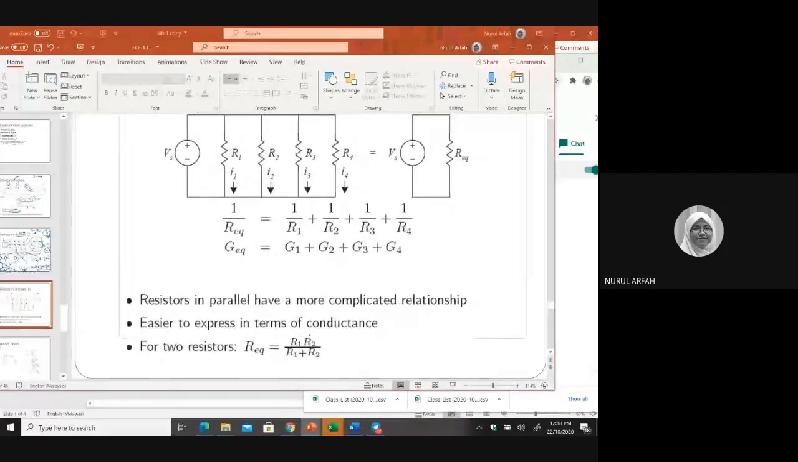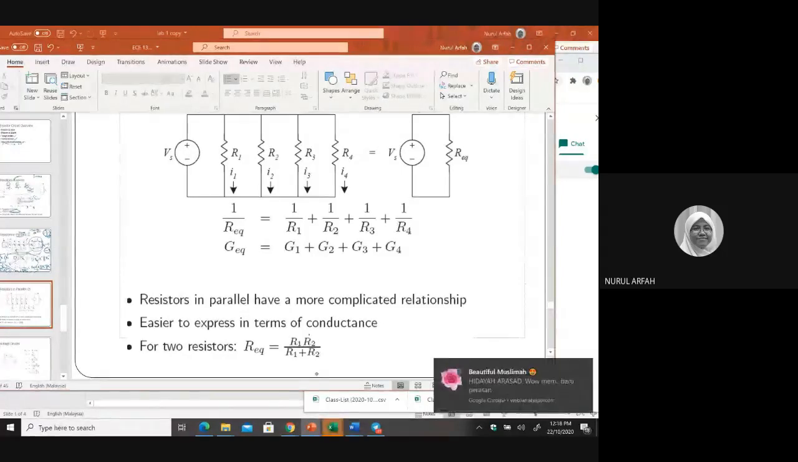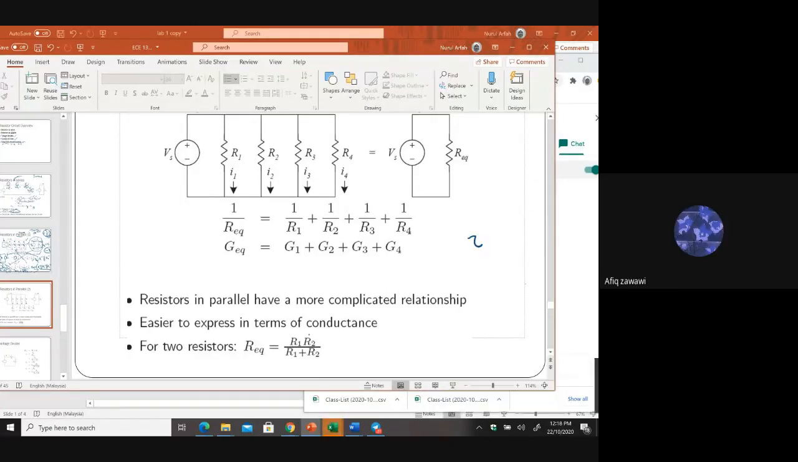Okay. So what is conductance? It's the inverse of R. And what is the unit for conductance? Still remember? What is the unit for conductance? Mho. Mho and Siemens, that's right. Okay, resistors in parallel have a more complicated relationship.